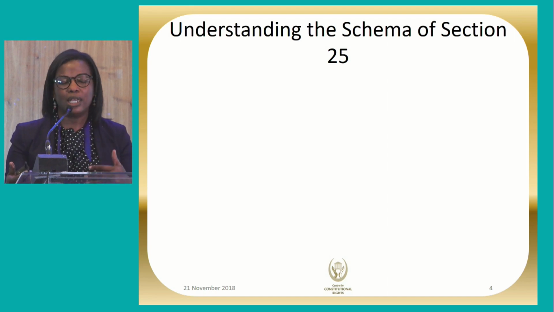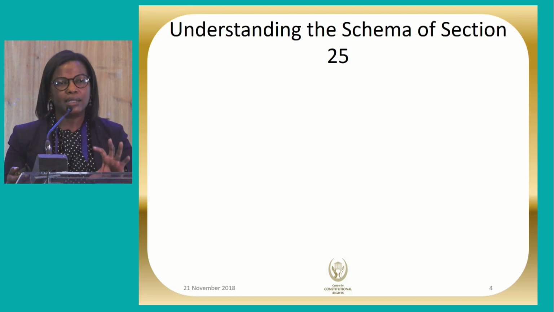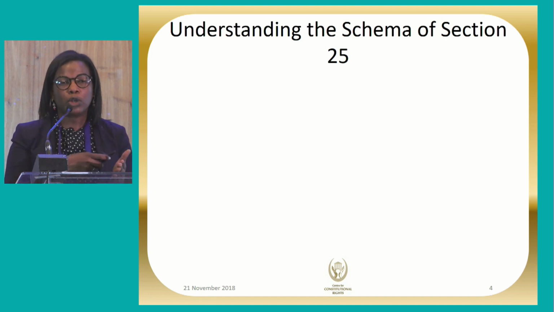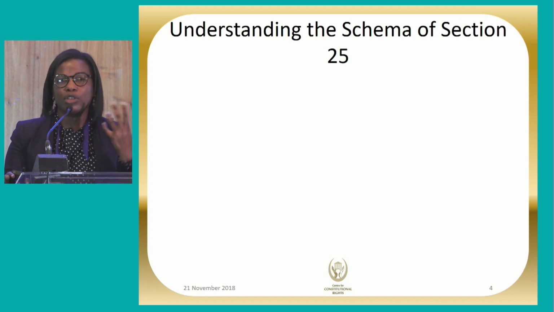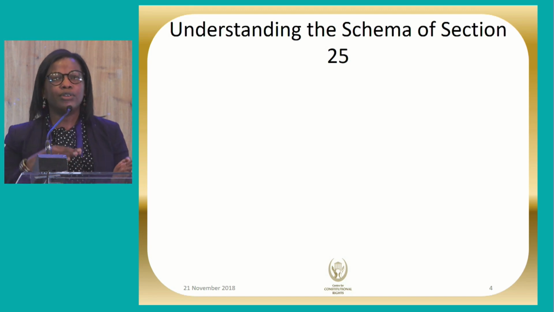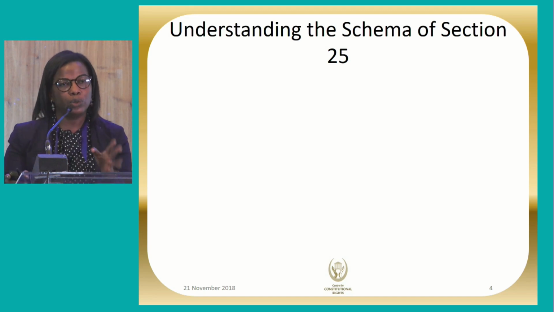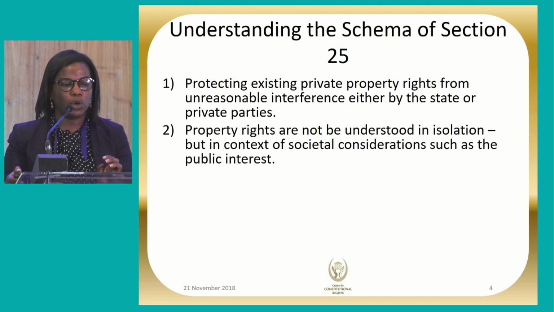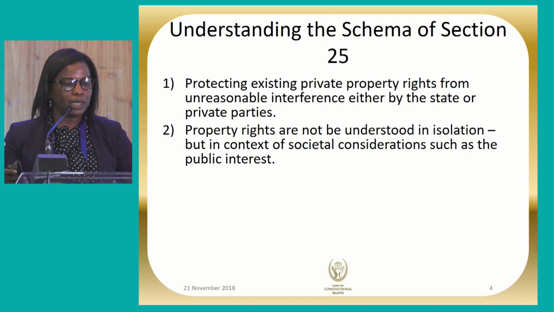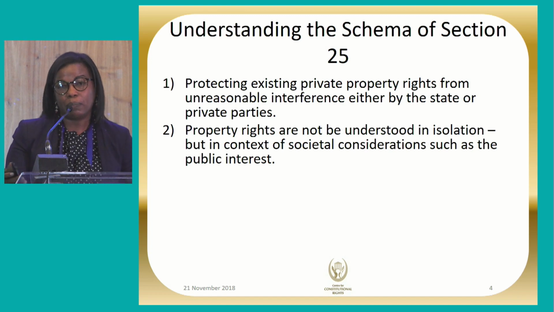So, for example, it's not just ownership which the property clause protects, but it protects a continuum of rights. So in that sense, the Constitution represents a difference from the common law in that the common law would give precedence to ownership, whereas the Constitution protects even rights which are weaker than the ultimate ownership. And the second part being that property rights are not understood in isolation, but they are understood in the context of societal considerations such as the public interest.